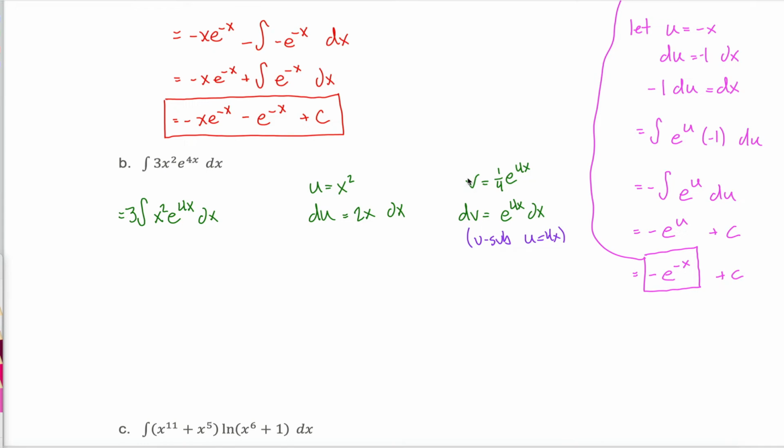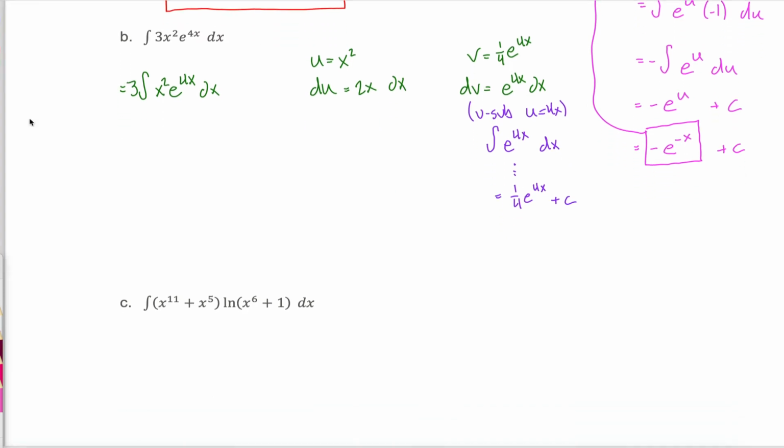If you're not comfortable coming up with this value of v, evaluate the integral of e to the 4x dx by doing a u substitution where u is equal to 4x. I think what you'll find after a few steps of work is that that's equal to 1/4 e to the 4x plus c, and that 1/4 e to the 4x is what I'm putting up here for the v. Anyways, I've got these 4 pieces of information, so I can use my integration by parts formula.